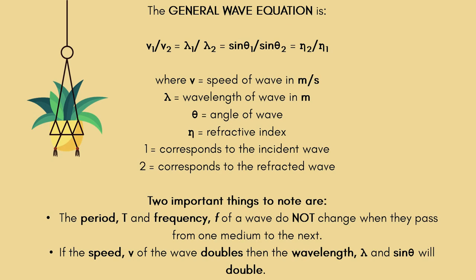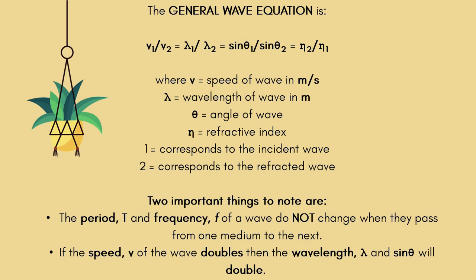wave equals the wavelength of the incident wave divided by the wavelength of the refracted wave, equal to the sine theta of the incident wave divided by the sine theta of the refracted wave, equals the refractive index of the refracted wave divided by the refractive index of the incident wave. Whew, that was a mouthful.